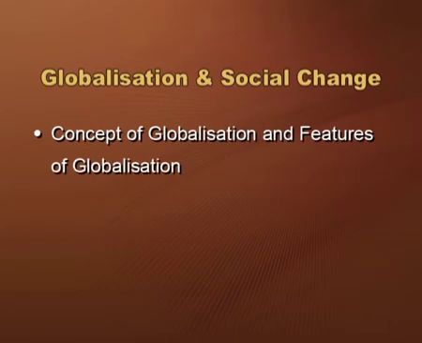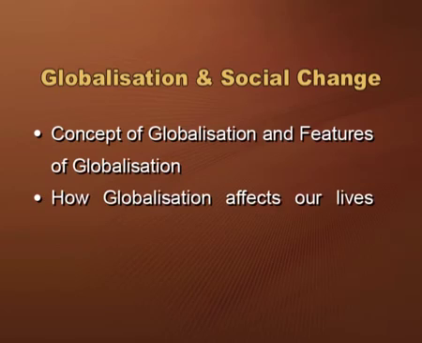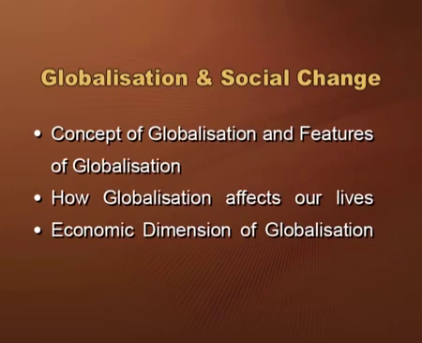Today we are going to discuss chapter 6, Globalization and Social Change, from your textbook Social Change and Development in India. As we have already started discussing, this chapter is divided into 4 parts. So far we have discussed the concept of globalization, features of globalization, and how globalization affects our lives, taking examples from Indian society. We have also discussed in detail the economic dimensions of globalization, in which we discussed transnational corporations and the transnational capitalist class.